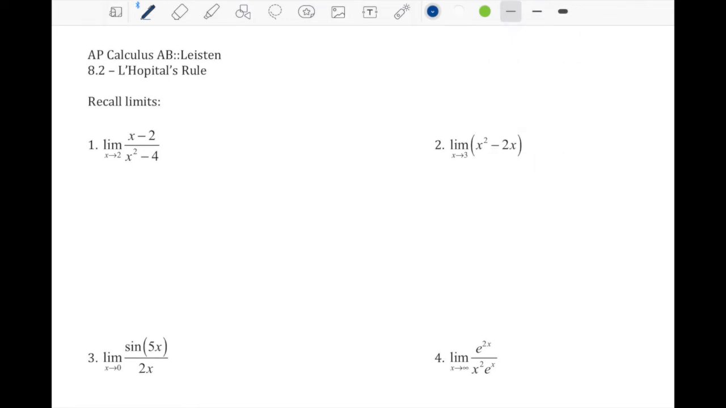So today we're going to be looking at something called L'Hôpital's rule. Now we're going to go back to the start of our experiences in calculus, and we're looking at limits. Now the idea of a limit is, as we get arbitrarily close to a value, what does the output of a function or an expression become arbitrarily close to?